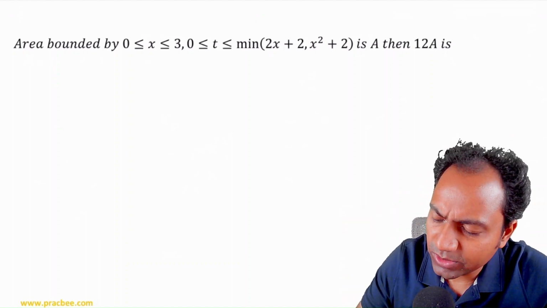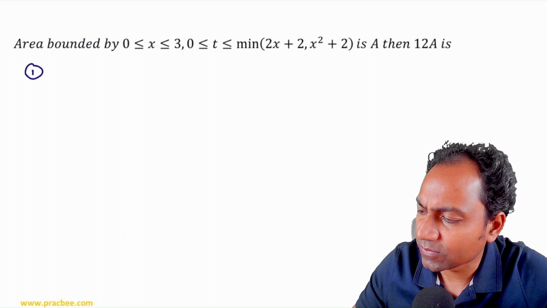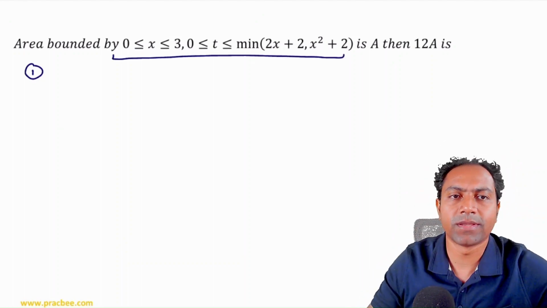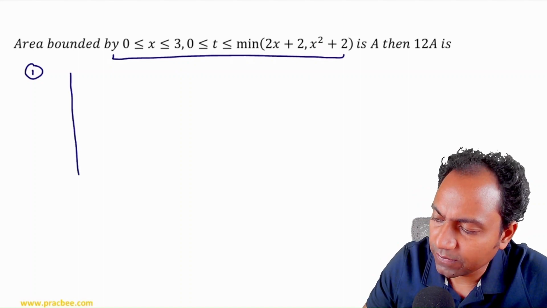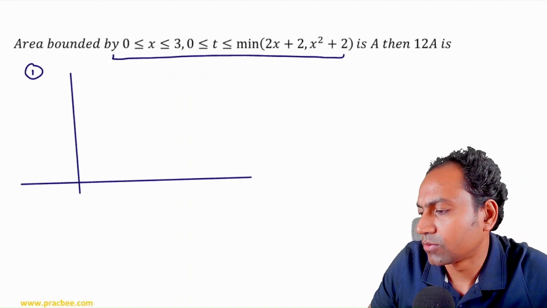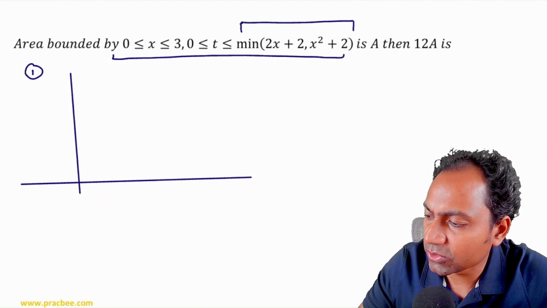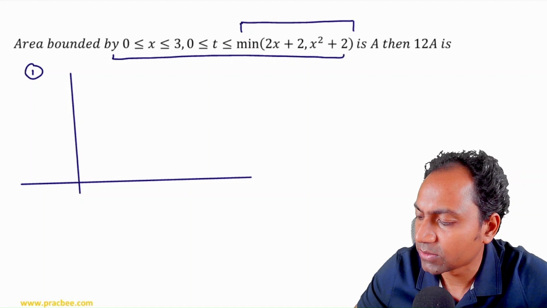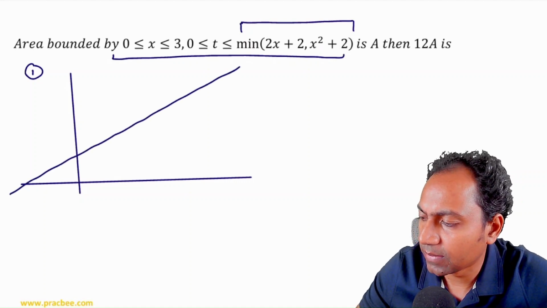If I look into this next question, it is again a very simple question. All I need to do is understand that there are two parts of the question. One is how to draw and understand this graph, and another is to find the area. So if I draw my graph, let us understand what graph they are talking about. For drawing a minimum of two functions, we need to plot both the graphs on the same graph paper.